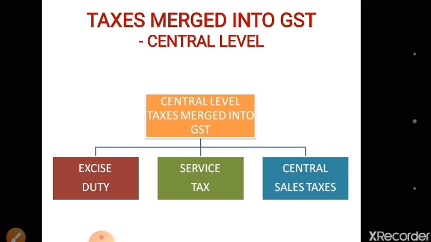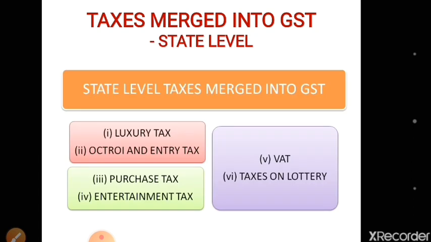The taxes merged at central level into GST are excise duty, service tax, central sales tax. The taxes merged into GST at state level are luxury tax, octroi and entry tax, purchase tax, entertainment tax, VAT, and taxes on lottery.